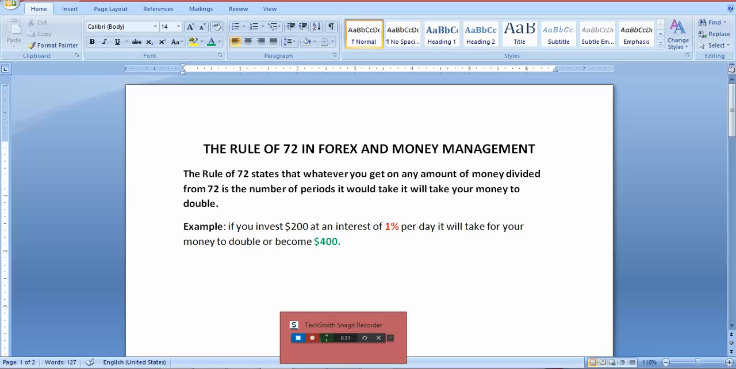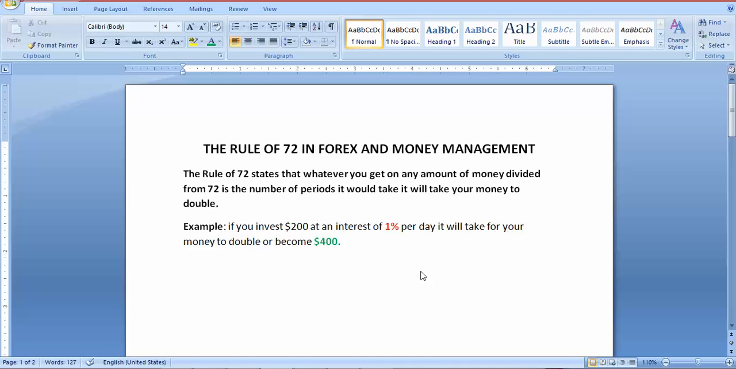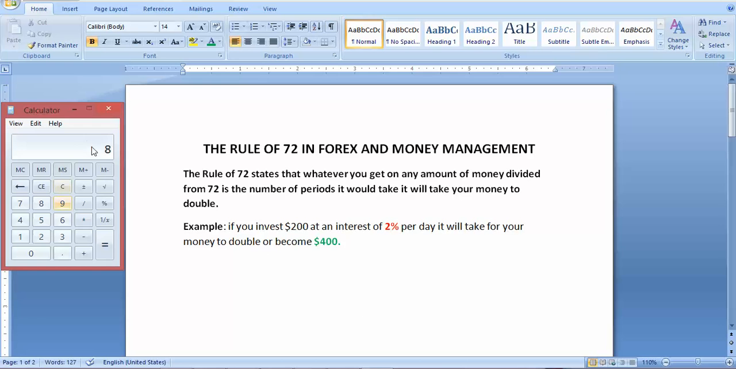That will be interesting, man. That's about 3.5 months, that's what we said. So let's just say the same amount invested, but you were doing 2% a day. How many days would it take for 200 to grow at 2% interest per day? So that will be 72 divided by 2. Let's do that. 72 divided by 2, 36. So in 36 days your amount will double. That is just a little over a month.